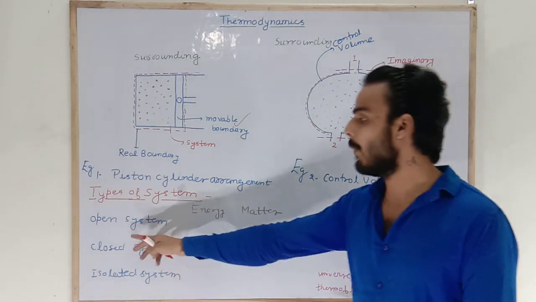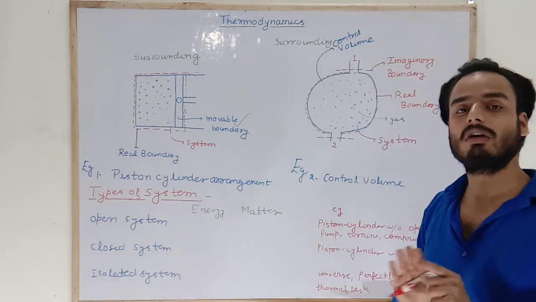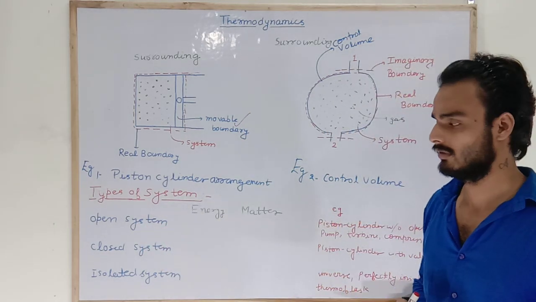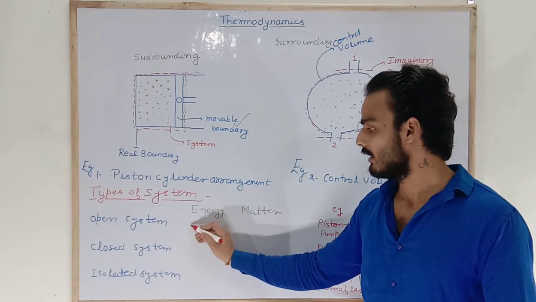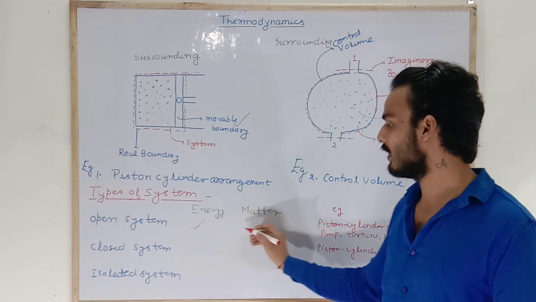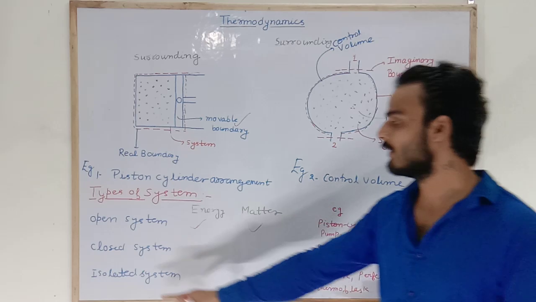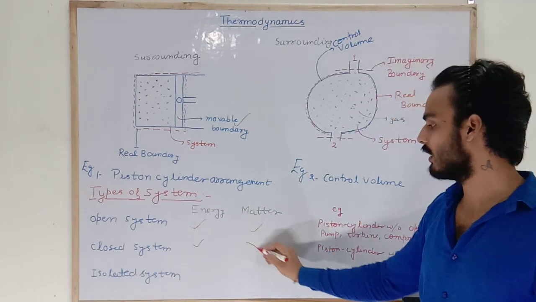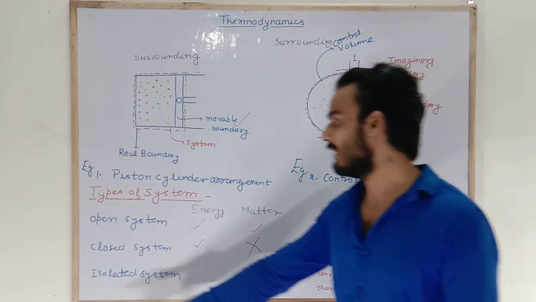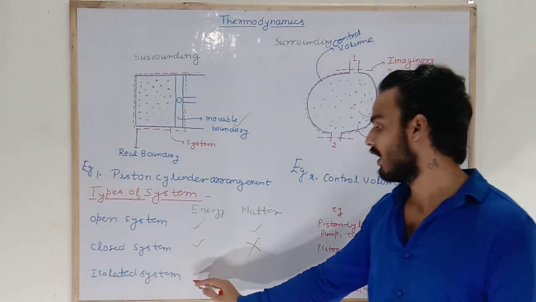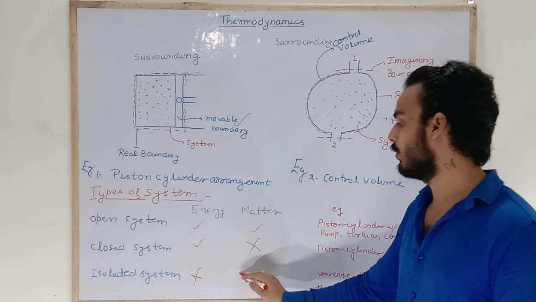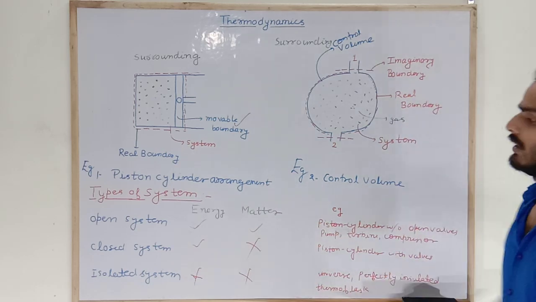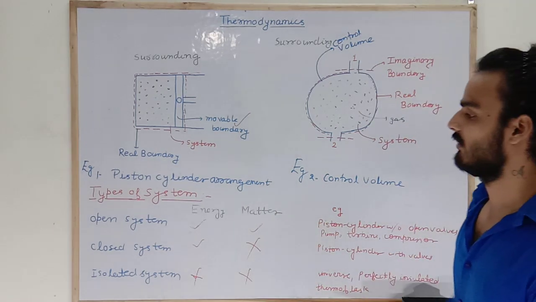In an open system there is transfer of both energy and matter. In a closed system there is only transfer of energy, no transfer of matter. And in an isolated system there is no transfer of energy and no transfer of matter. Through examples we will understand.